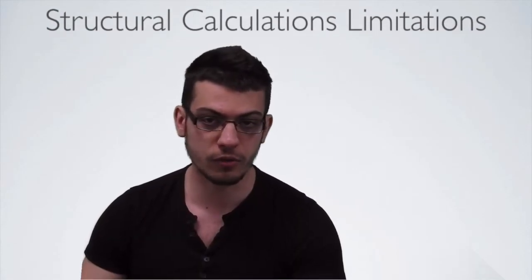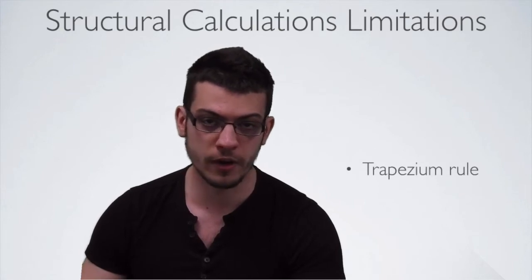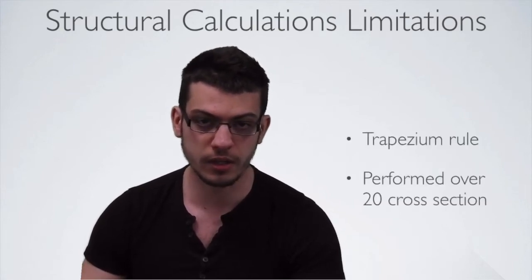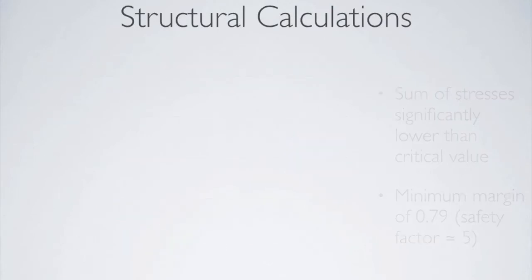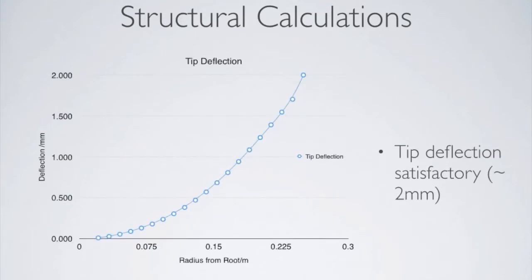Certain limitations are worth mentioning. The integration method used is the basic trapezium rule, which is not very accurate at a low number of sections, 20 in our case. From the graphs, we can see that the stress values and tip deflections are satisfactory, which would allow the turbine to perform its aerodynamic purpose without being compromised structurally.